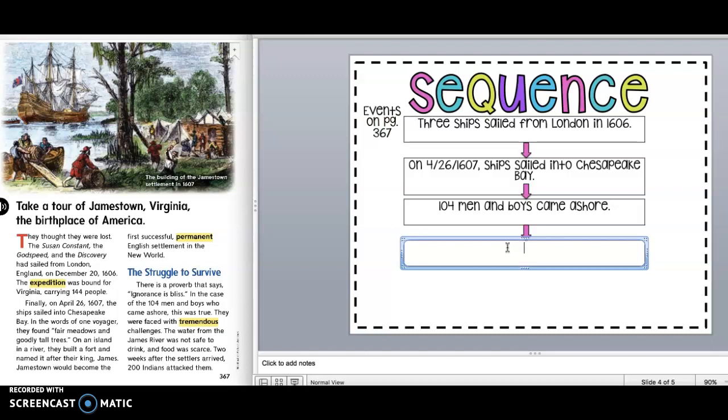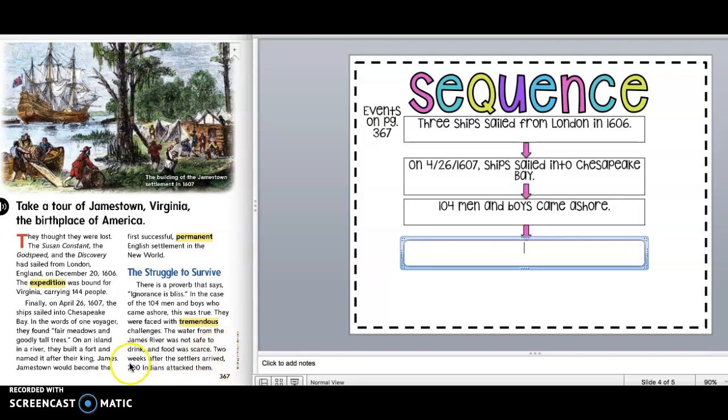And now we have one last event that we're going to be looking for. And let's see what that event is going to be. Remember, we're looking for those key words. Finally, next, then, and dates. So if we keep going, they faced tremendous challenges, right? So some very big challenges were their way. We know the water wasn't safe. Their food was scarce, which meant that they didn't have much food to eat. And 2 weeks after the settlers arrived, 200 Indians attacked them.